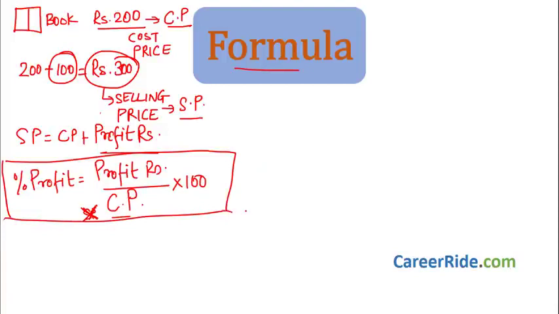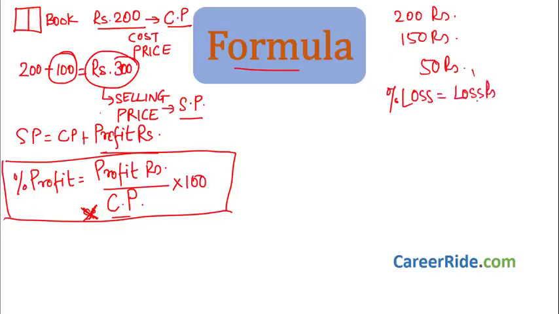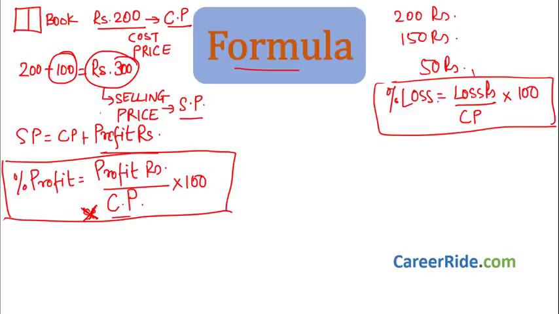Same way, you know what is loss? Loss means, for example, if you have a book for 200 rupees and you sold the book for 150 rupees, that means you took a loss of rupees 50. Then what is percentage loss? That would be loss in rupees divided by cost price multiplied by 100. This is same as profit, only instead of profit we write loss, and loss and profit are always calculated in relation to cost price. Cost price will always be in the denominator, not the selling price, right?